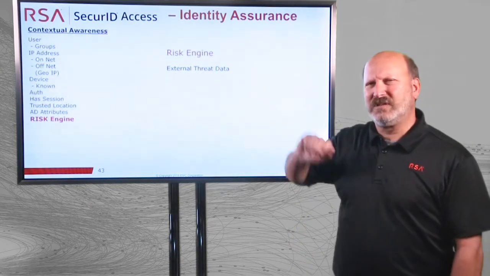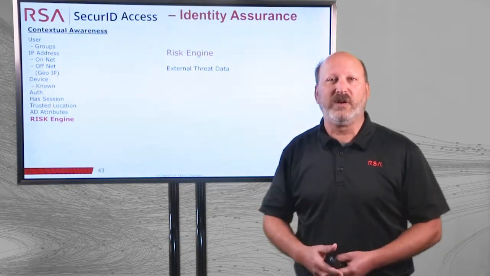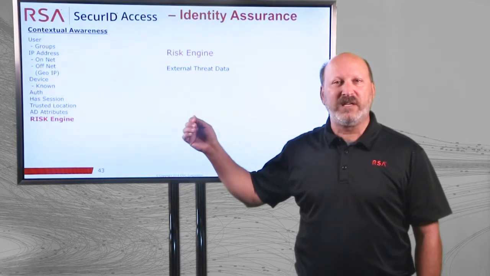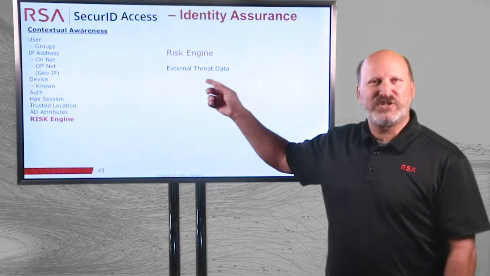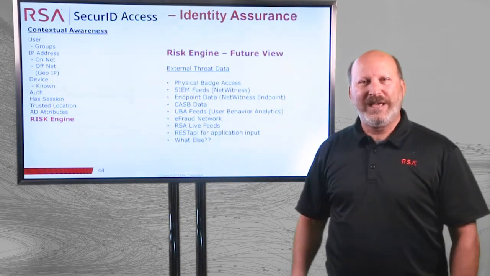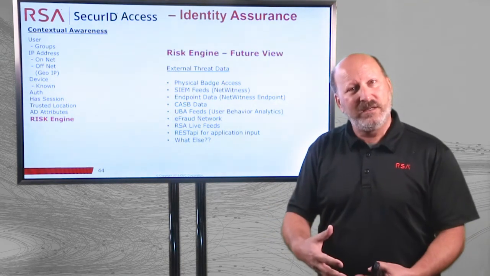Let's talk about that risk engine a little. That risk engine is really the crux of the RSA SecurID Access solution. This risk engine is where the future lies for this product. We can start leveraging that by ingesting external threat data. Things like badging into the building. If I'm logging in, I said every Monday morning at 9 a.m., I sit at my desk and I log in.